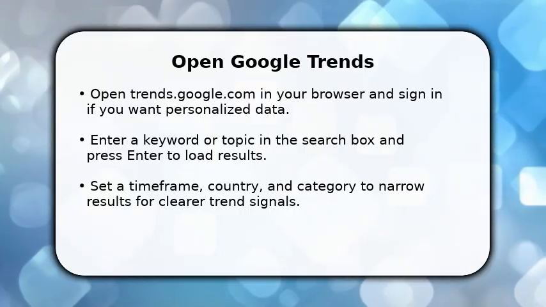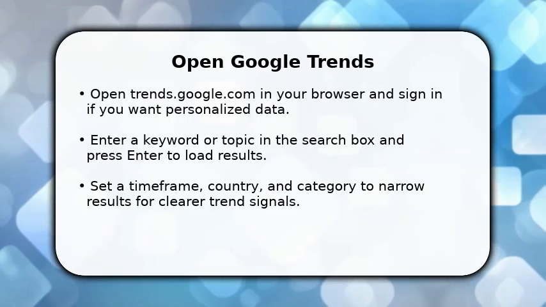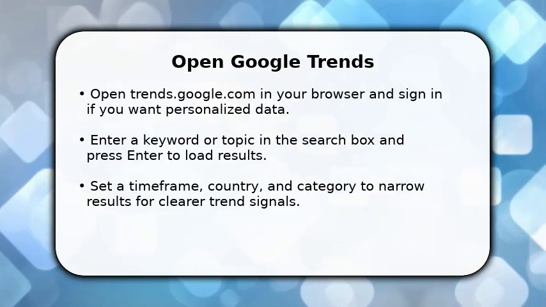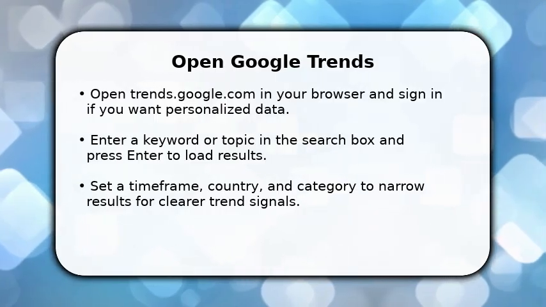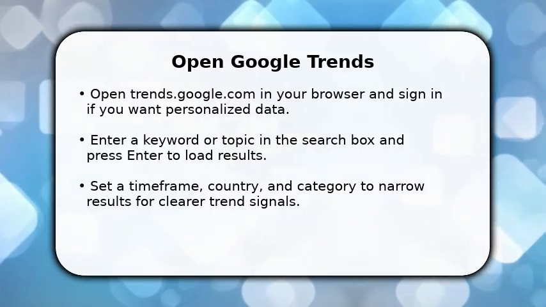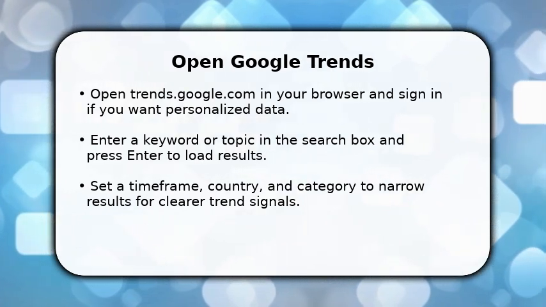Wait a second for the interactive charts and interest maps to appear on the screen. Set a time frame, country, and category to narrow results for clearer trend signals. Choose a time frame like 7 days, 90 days, or 5 years to compare momentum. Focus on rising queries and regional spikes shown on the map.